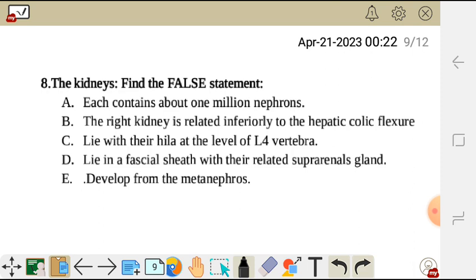So the kidney is going to develop from the intermediate mesoderm. The intermediate mesoderm is going to form the nephrogenic cord, and then from the nephrogenic cord, that's where the kidneys are going to develop, not from the metanephrons.